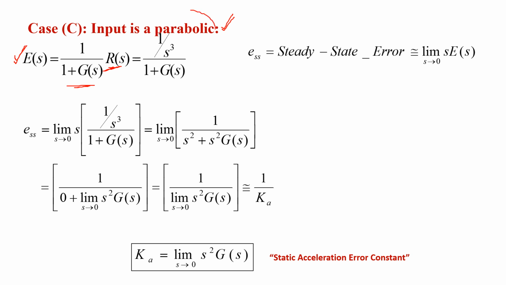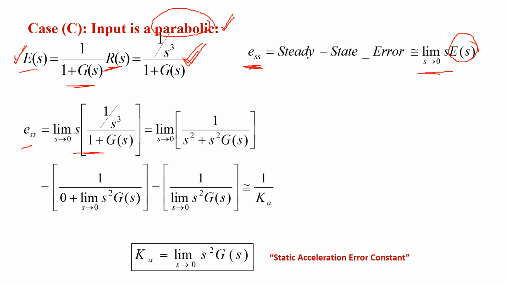Here the input is parabolic, and the Laplace transform of parabolic is 1 by s cube. So substitute 1 by s cube in this, and E of s is given as this. By using the final value theorem, steady state error is limit s tends to 0 of s into E of s. Now in place of E of s, substitute this value, then we get ESS equal to this.